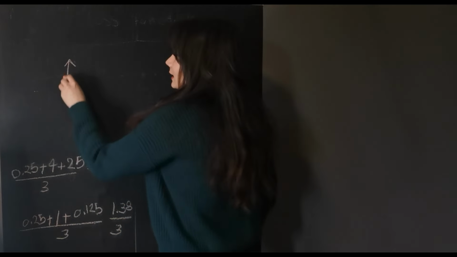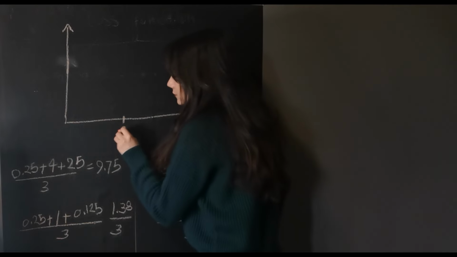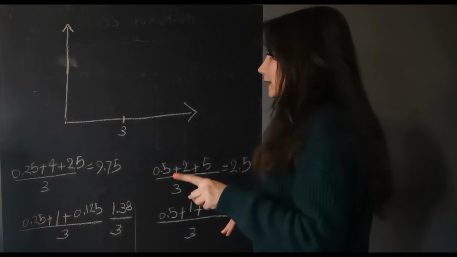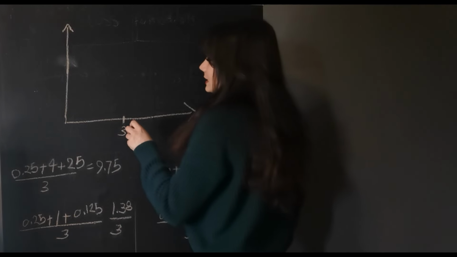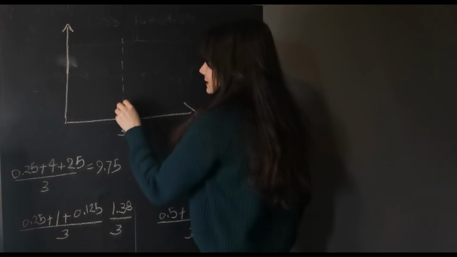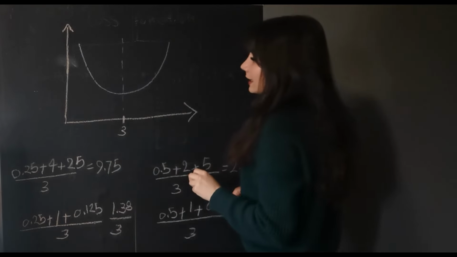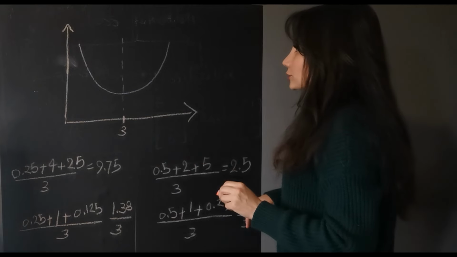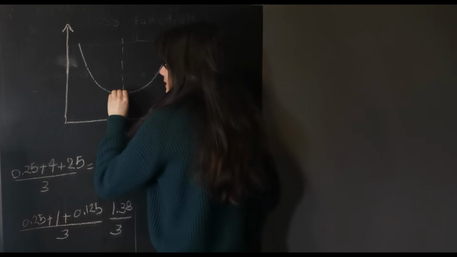So now, if I want to plot it, for example, 3 is the correct value. I'm going to draw MSE with purple. So MSE is going to be something like this. And then when we want to plot the MAE, which is absolute, I'm going to draw it with white. So it's going to be something like this.